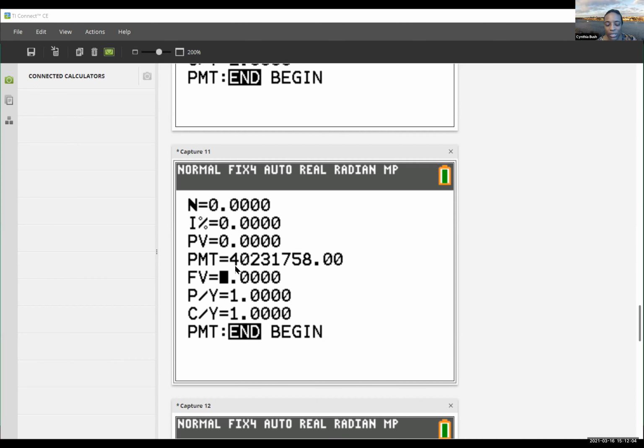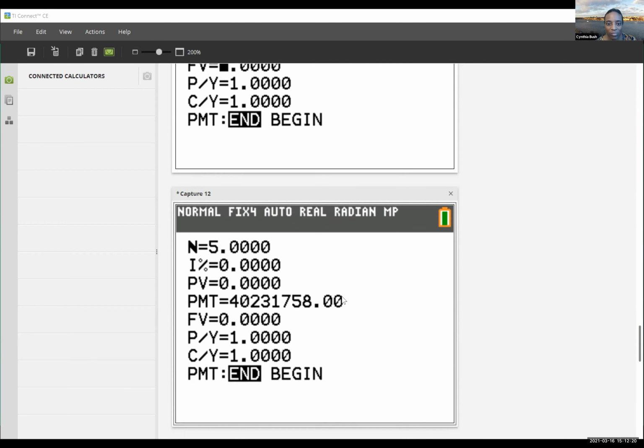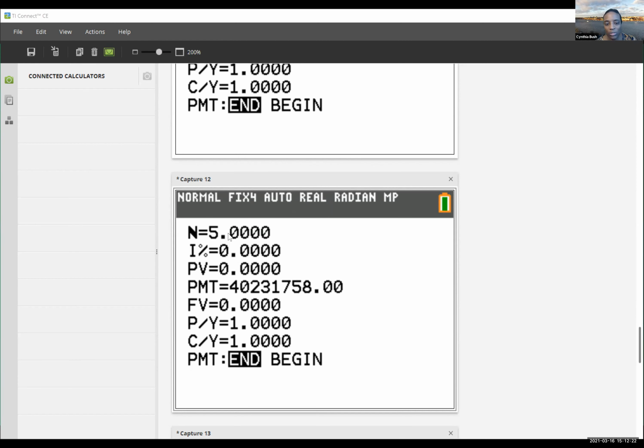In the payment period, I type in his annual salary. So here's the 40,231,758. So that's what he's receiving every year for 5 years. So you just type that in and hit enter on the payment line. Then I scrolled up. I said, let me just start from the top. So I scrolled up and I typed in 5 and hit enter for the N because it's a 5-year deal.